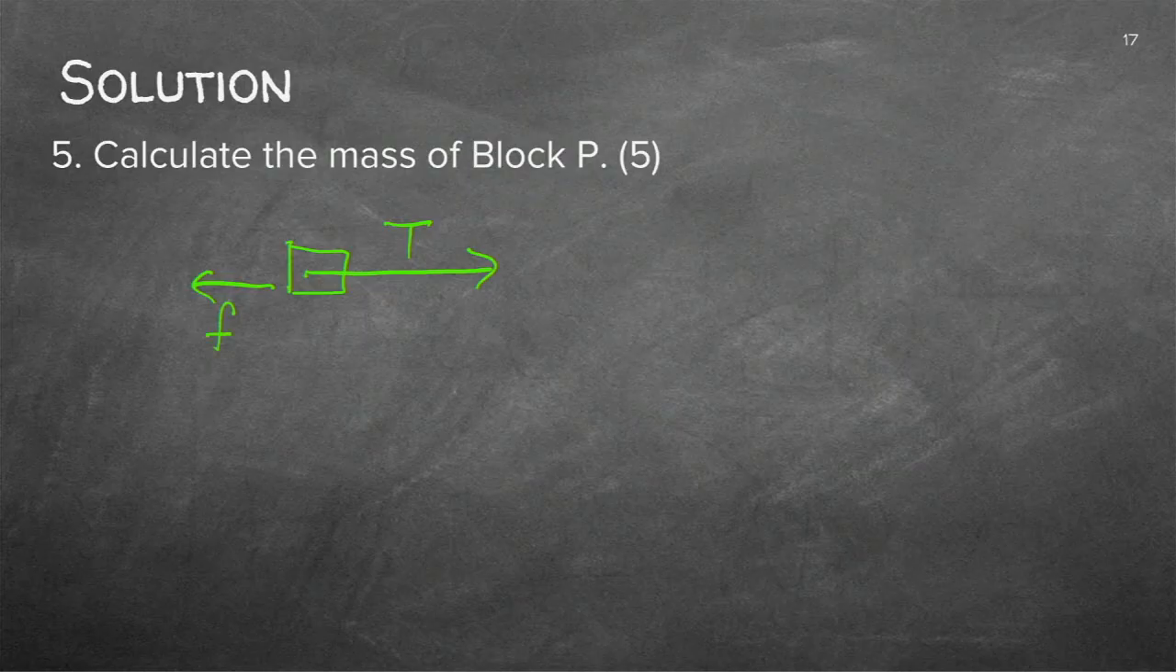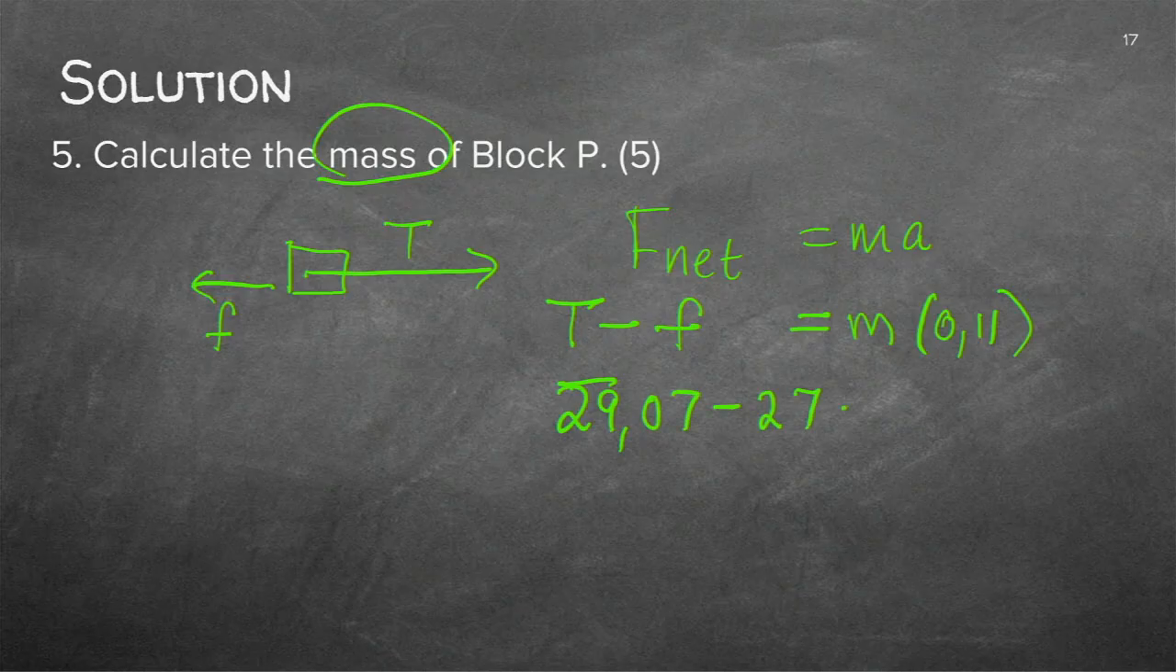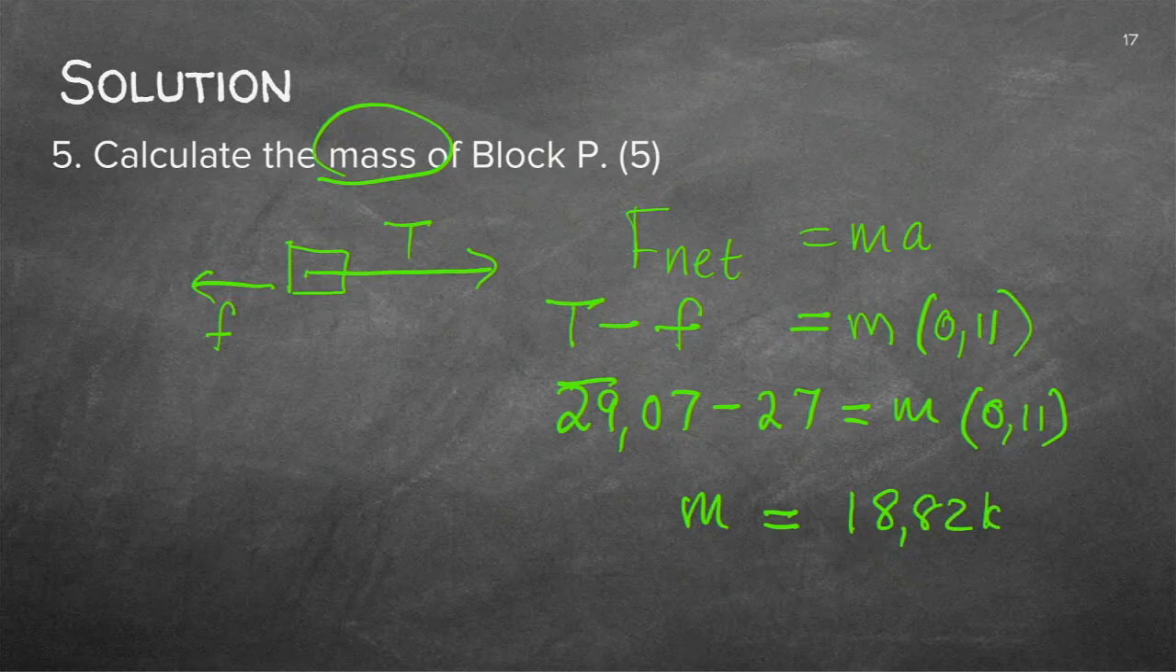So we can say F net is equal to ma. Which one is greater? T is greater than that one. The block mass we don't have. That's what they're actually asking of me. But we do have the acceleration. In this calculation, we've got the T. We just calculated it just now. We've got the friction. We've got all of the values except the mass. And I calculated the mass as 18.82 kilograms.